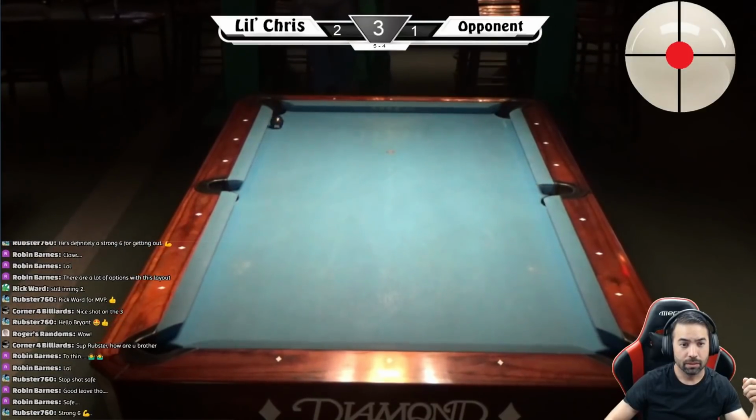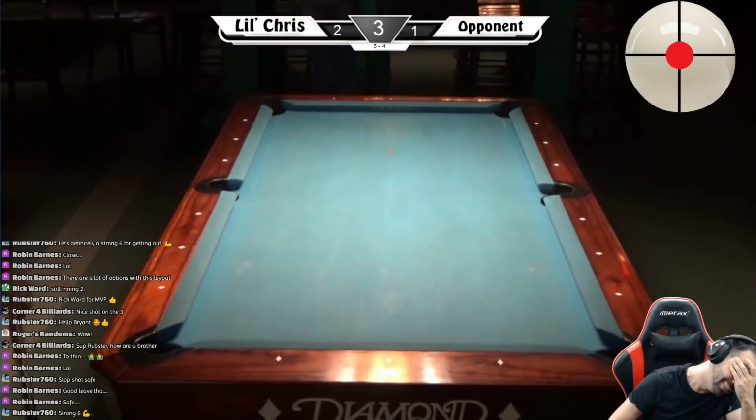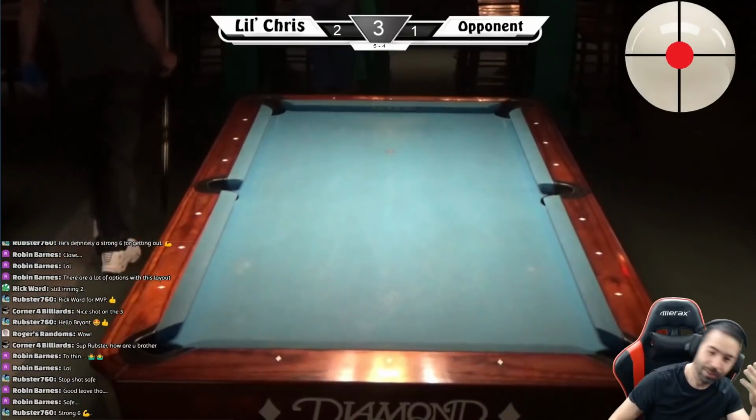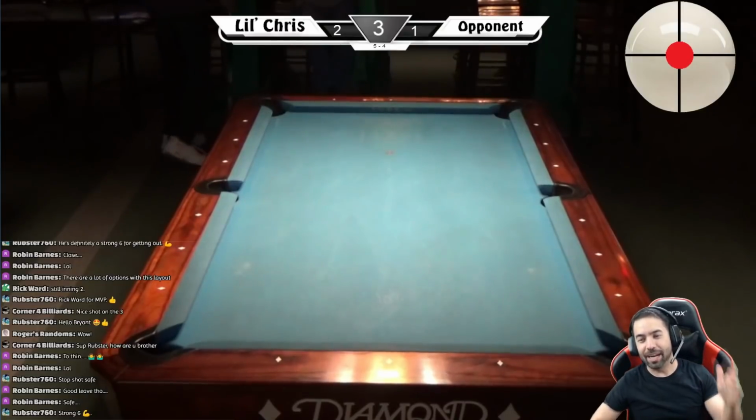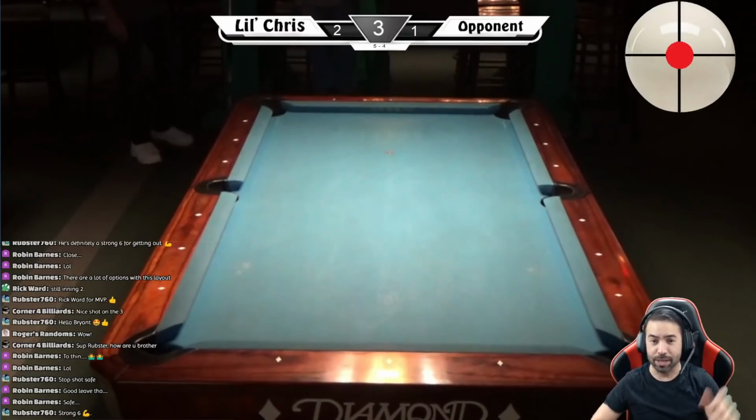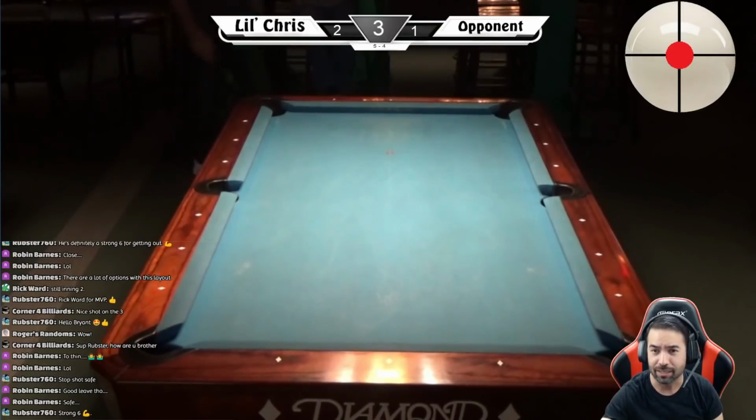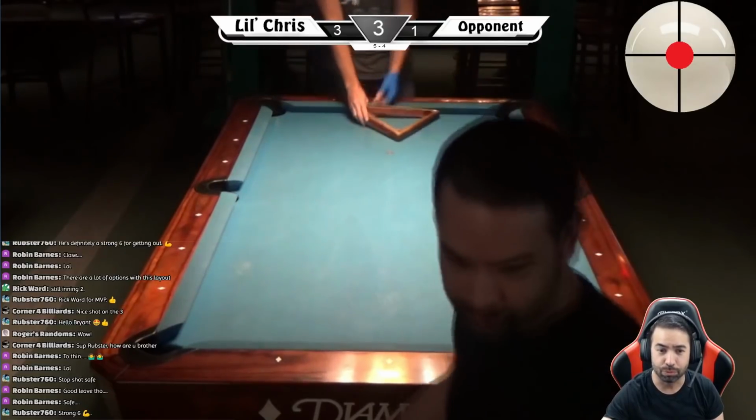Uh-oh. Oh my goodness. It's bad enough that he banks it 2 rails, going into the wrong pocket, but then also scratching on top of that. That is brutal.